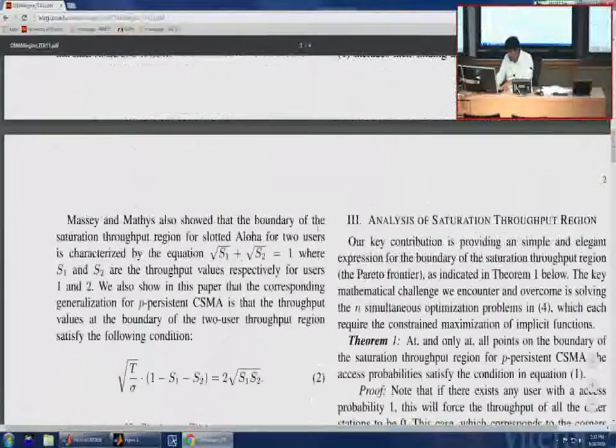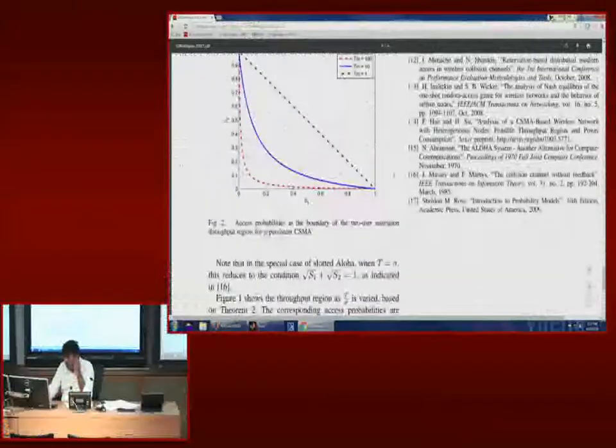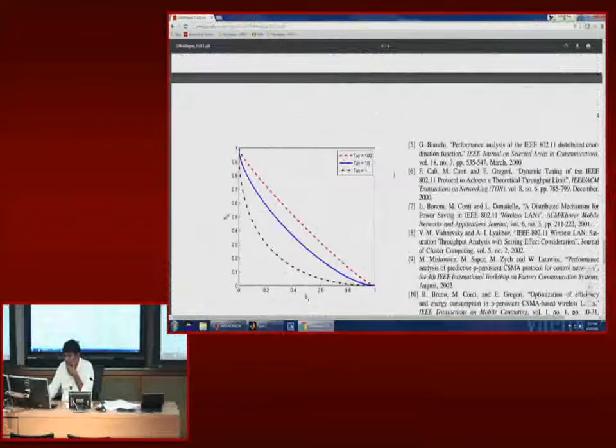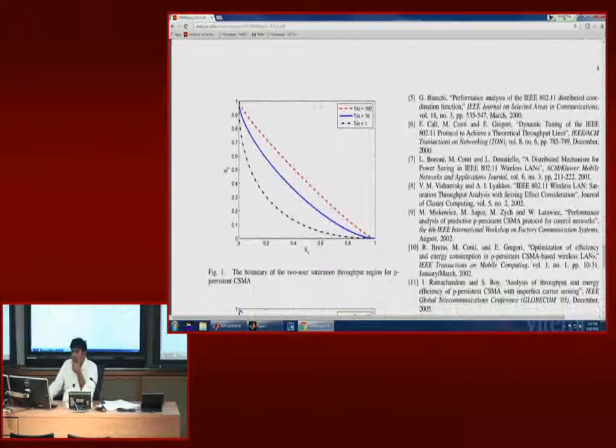So a couple of things here to show you. One is the curve itself that we were just discussing. Here, this is the boundary of the two-user saturation throughput region for P-persistent, sometimes called P-CSMA or P-persistent CSMA. So T over sigma here is like our TS over delta. So if TS over delta equals 1, that's slotted aloha. That's the curve we've been talking about. And if TS over delta is 10, that's this blue curve. As it gets higher and higher, in this case close to 100, you can see it's almost looking like that straight line connecting these two. So that's what we were just saying.